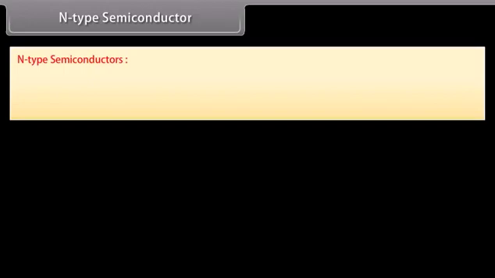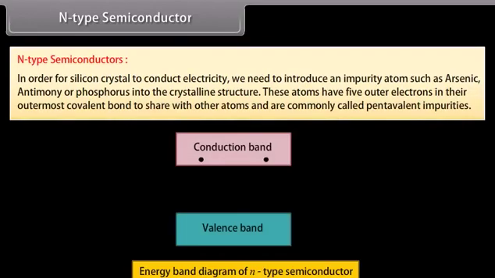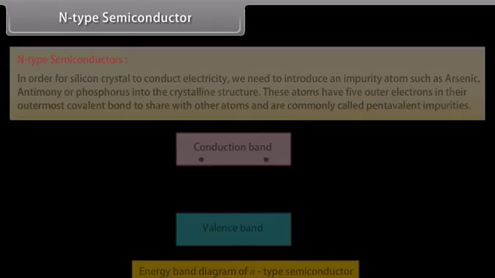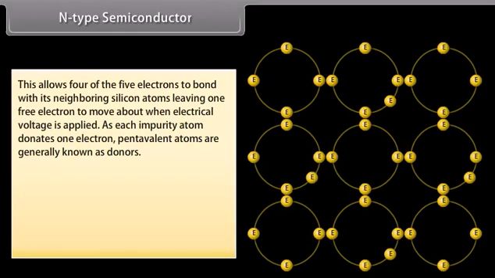N-type semiconductors. In order for a silicon crystal to conduct electricity, we need to introduce an impurity atom such as arsenic, antimony, or phosphorus into the crystalline structure. These atoms have 5 outer electrons in their outermost shell to share with other atoms and are commonly called pentavalent impurities. This allows 4 of the 5 electrons to bond with neighboring silicon atoms, leaving 1 free electron to move about when electrical voltage is applied.